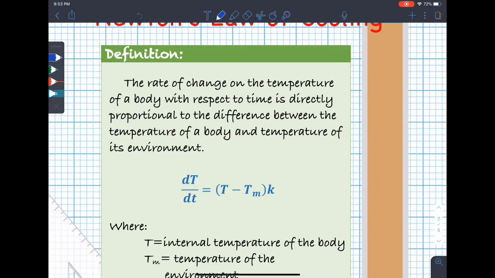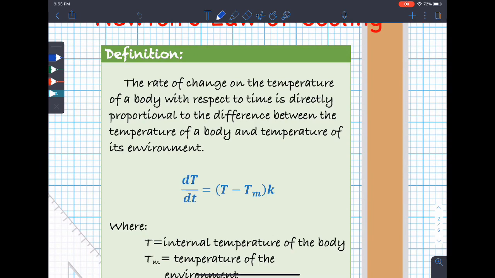And of course, we have the proportionality constant k, which is a ratio of the rate of change of the temperature with respect to time over the difference between the temperature of the body and its given environment. That is a property of a certain material, which does not change, whatever the scenario or whatever the environment we subject a certain body or object to.